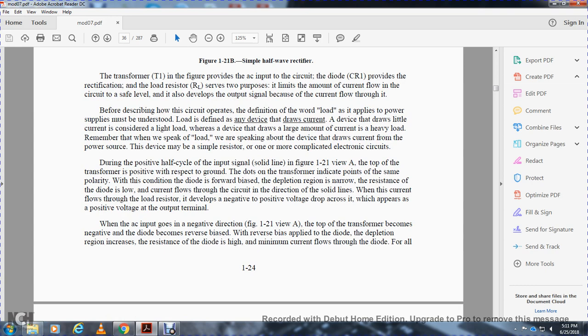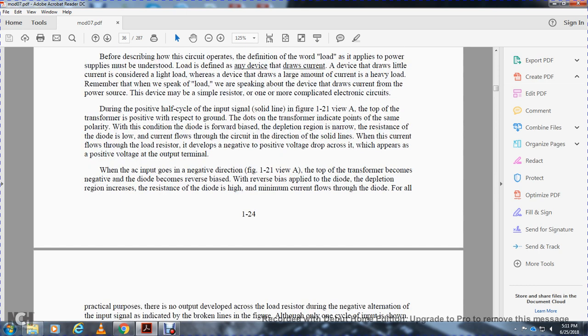During the positive half cycle, the input signal, the solid line in figure 121 view A, makes the top of the transformer positive with respect to ground. The diode is forward biased, the depletion region is narrow, and the resistance of the diode is low. Current flows in the direction of the solid line through the load resistor, and a voltage drop appears across it, producing a positive voltage at the output terminal.